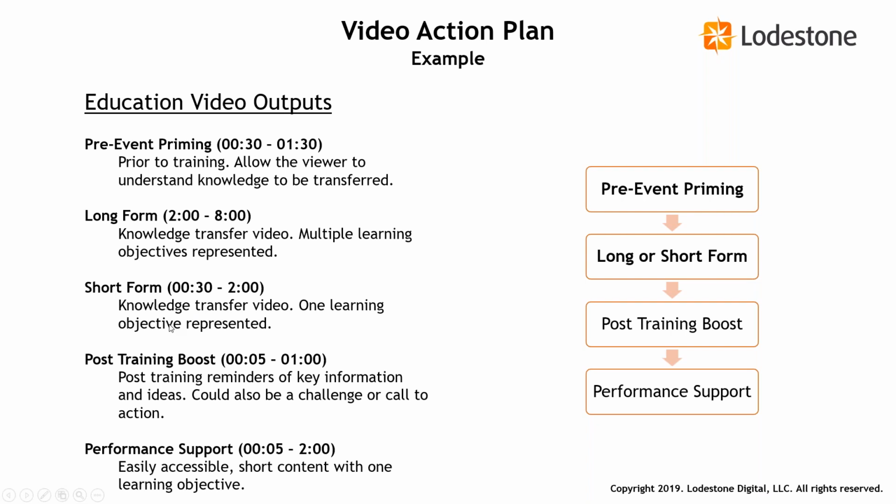Additional short form content could be videos that are used within an e-learning course, anywhere from 30 seconds to 2 minutes. You could be using these videos as post-training boosts. So after a long-form training event, the boosts would be pushed to a mobile phone or desktop, giving them reminders of key information that was transferred. Or performance support. Videos can be used to allow individuals to get an answer in the moment of need. So there's all these various touch points along the way that's part of this video action plan.